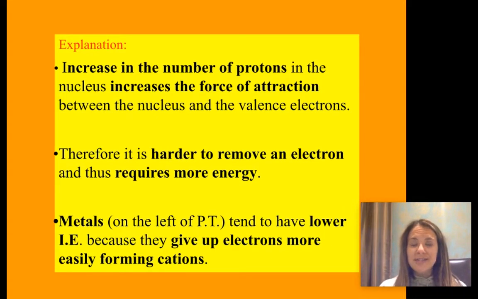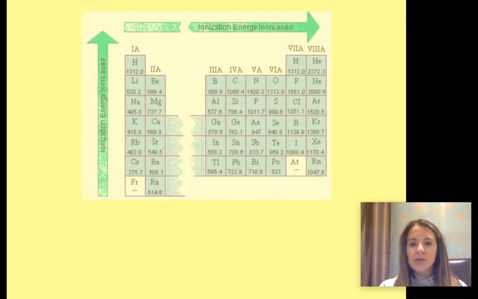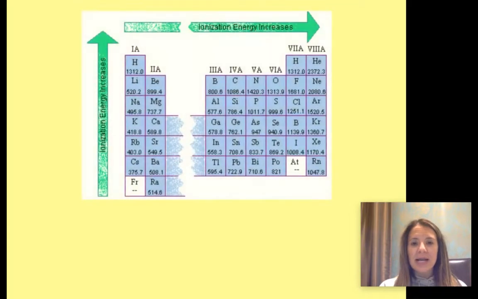Metals on the left tend to have low ionization energies and form cations, and they tend to give up their electrons more easily. So there's our general trend as we move left to right and as we move top to bottom or bottom to top.